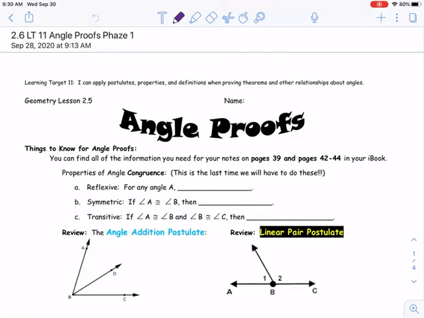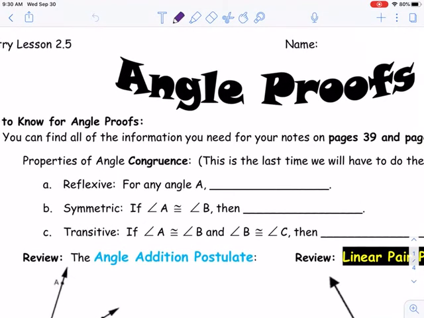All right. So reflexive property, for any angle A, angle A is congruent to angle A, right? This is just saying an angle is congruent to itself. We'll use this a lot in Unit 4. And then symmetric, just good to think about things. Well, if angle A is congruent to angle B, that must mean angle B is congruent to angle A.